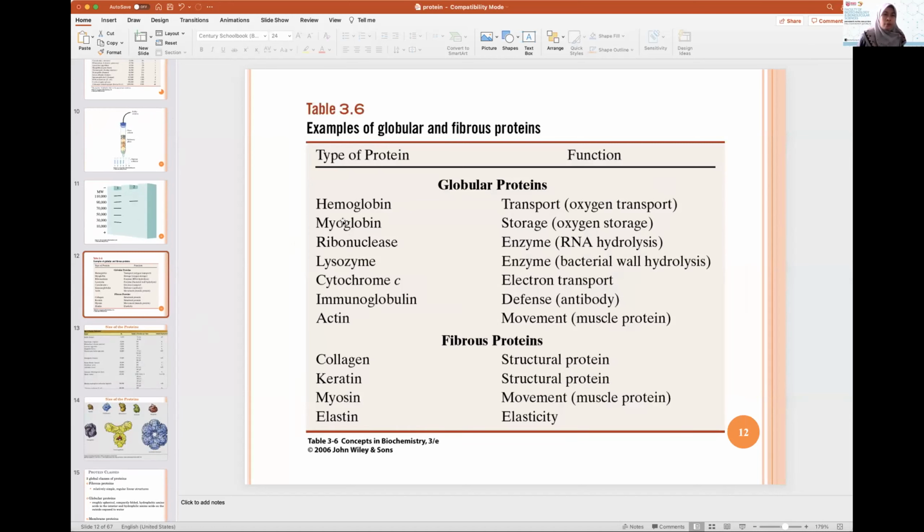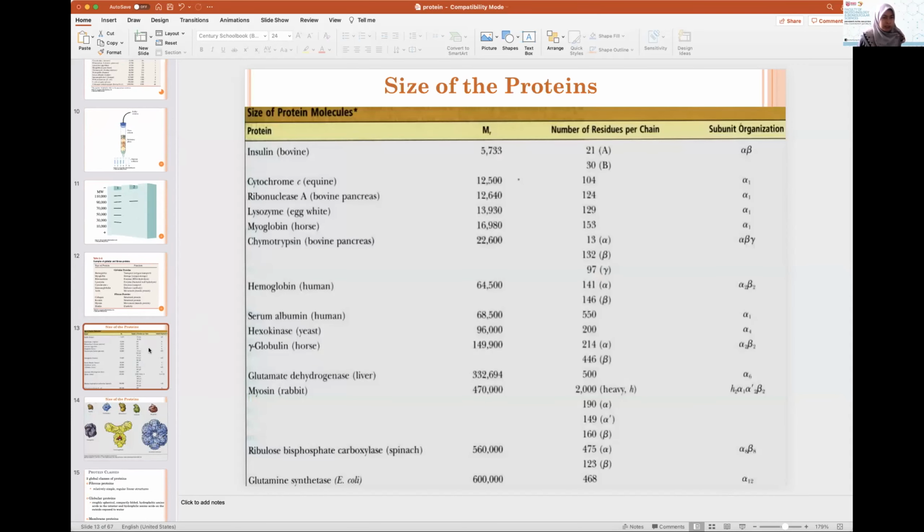Different types of protein have different functions. Globular protein, fibrous protein, hemoglobin for oxygen transport, myoglobin for oxygen storage. You can read all of this because it is just a note. This one is about the size of the protein; we have also discussed glutamine synthetase at 600 kilodalton. For subunit organization, insulin has alpha and beta, because it has two subunits. Cytochrome C has one type of subunit, even though the size is 12.5 kilodalton.